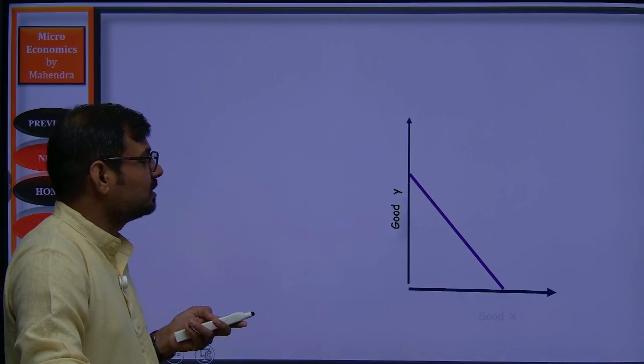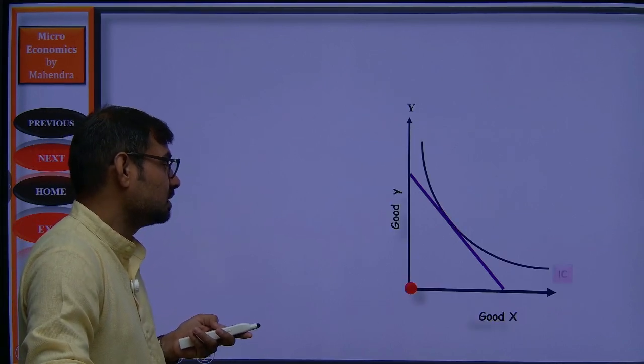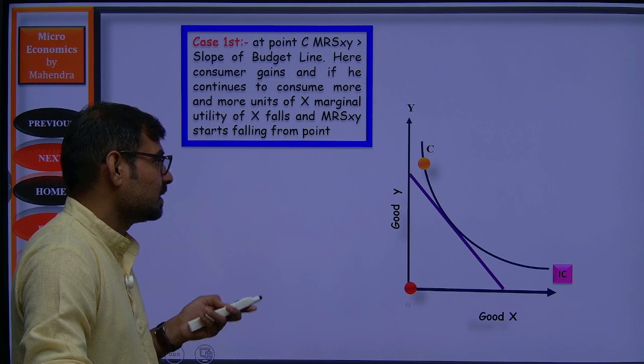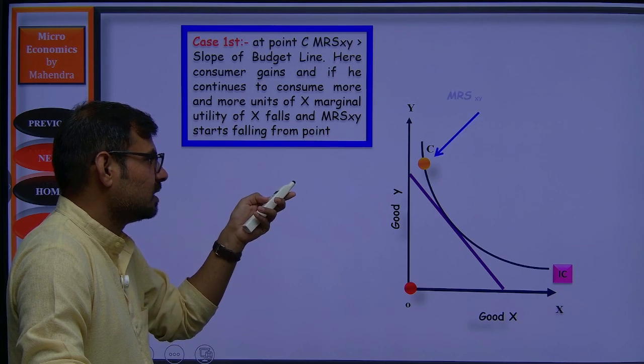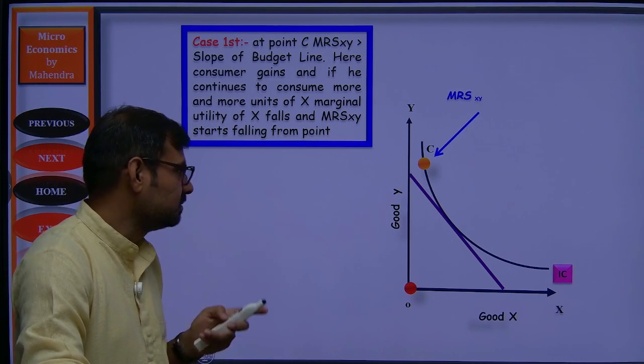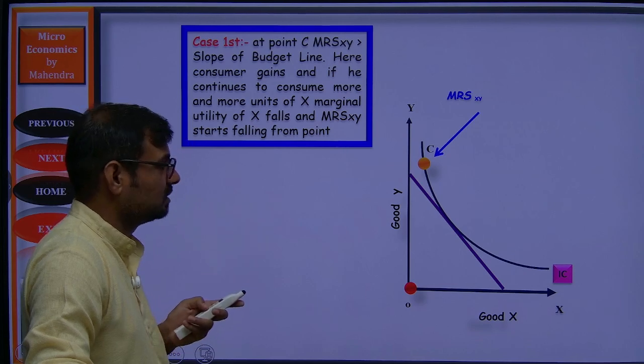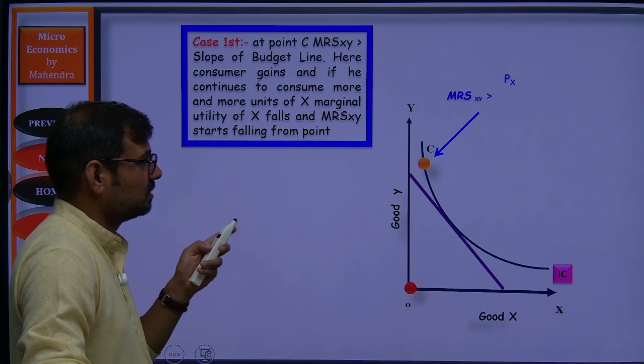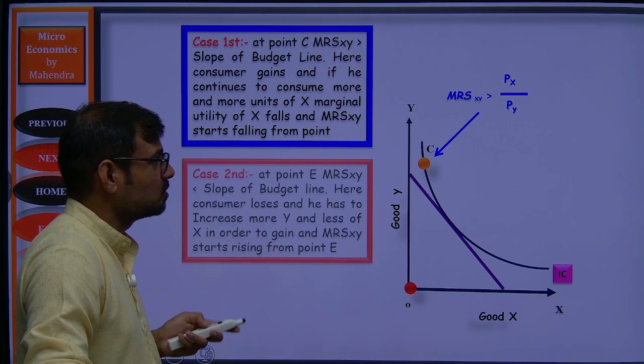There is a possibility that the consumer is not in equilibrium. Now, when will that happen? So we see at point C, this C is out of our budget. If it is out of our budget, what does that mean? MRS is greater than PX upon PY.